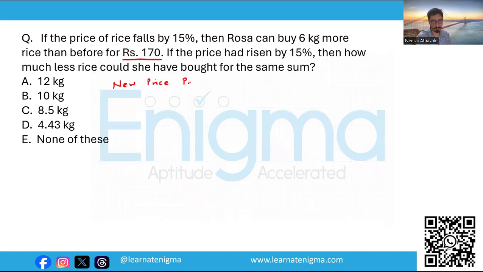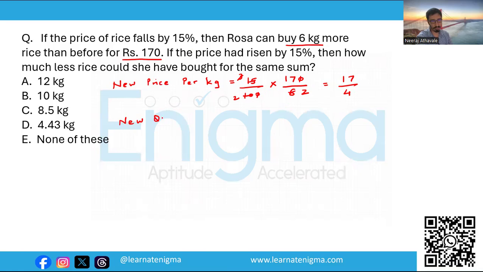per kg, we can easily solve it. 15% of the total, that is 170, and we divide it by the quantity more we can buy. So in this case it is 6. So 0 gets cancelled out. 5 3s are, 5 2s are, 3 2s are. So the new price per kg is 17 upon 4 rupees per kg.